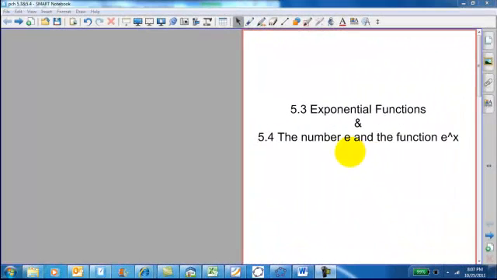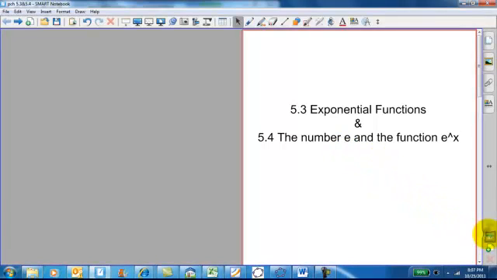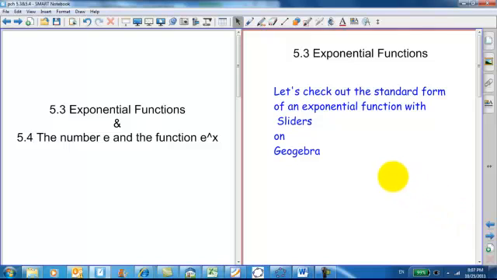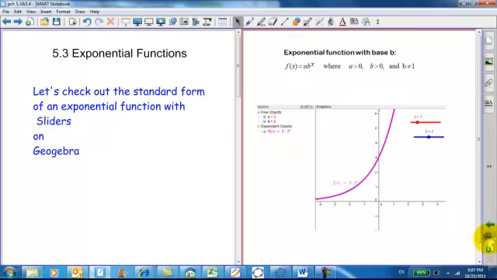Pre-calc honors students. Here we are with 5.3 and 5.4, dealing with exponential functions and the number e. First, exponential functions have a standard form, which looks like this. f(x) equals a times b to the x. Notice how everything's been cranked up from our linear form of y equals mx plus b. And we have two constants again, a and b. Let's see what these constants do by looking at some sliders on GeoGebra.